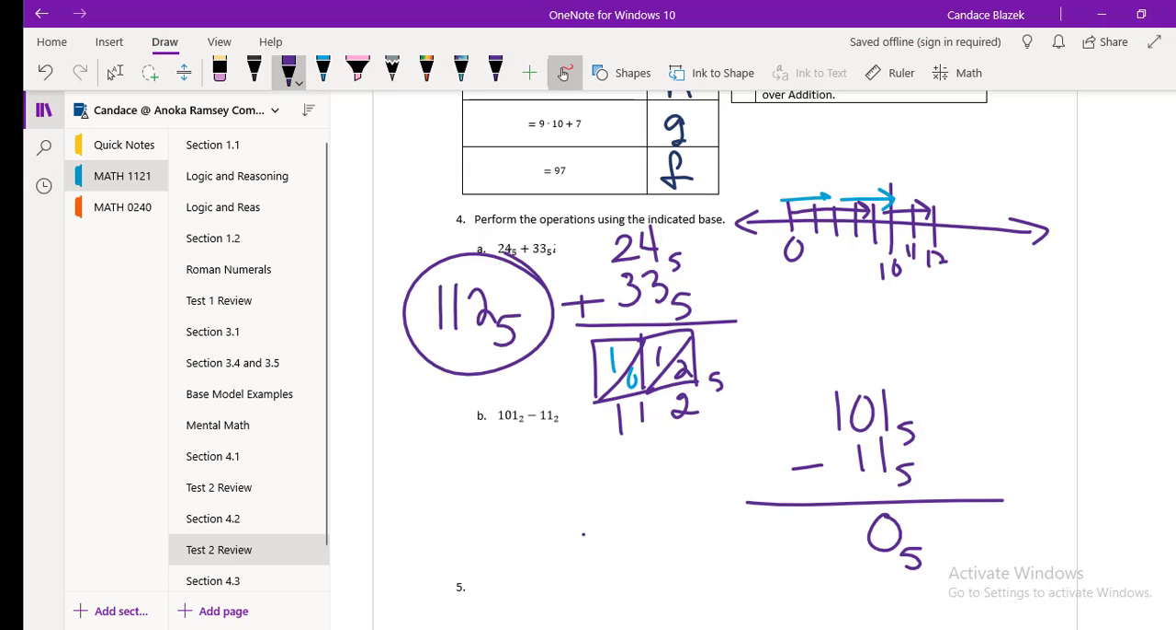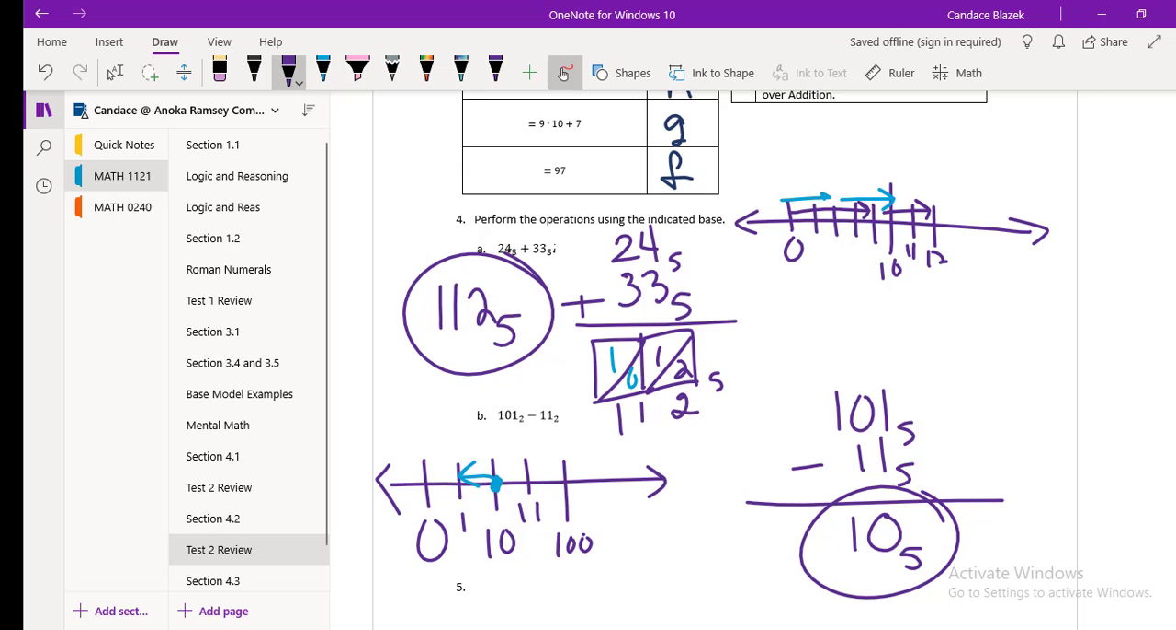minus 1. All right, so now I'm going to use a number line again. It's just such a great example of using a number line. But in base 2, it'd go 1, 10, 11, 100. So when we look at this, I'm going to start with a 10 right here. But then it says to subtract 1 in the left direction. So I end up with a 1. So my answer is 10 base 5.